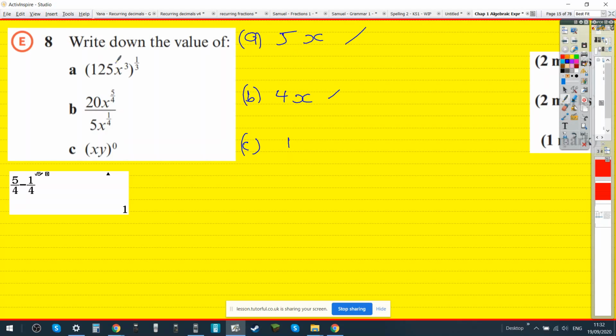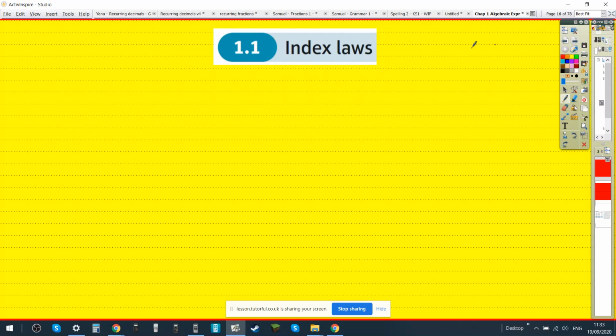No. And you always have that mix. So 20 divided by 5, but 5/4 minus a quarter. 125 to the power of a third, but 3 times a third. So that's always that one.